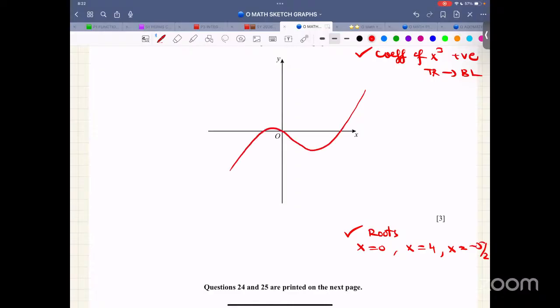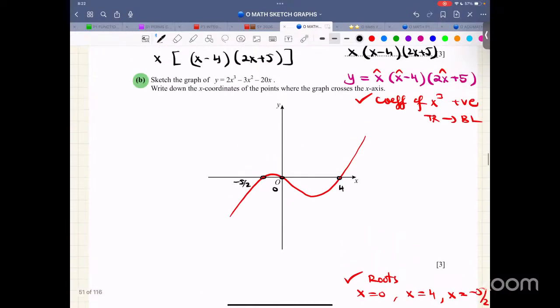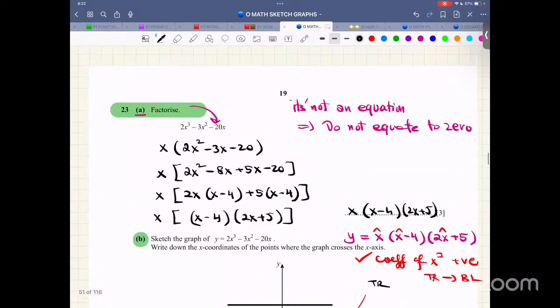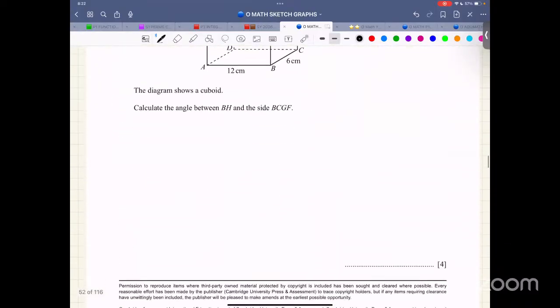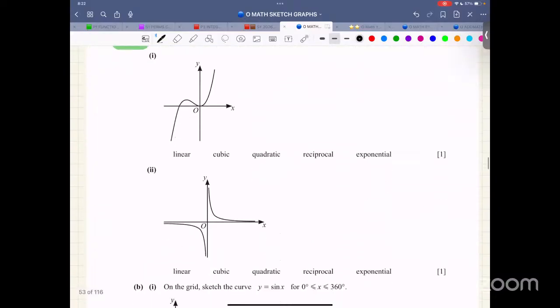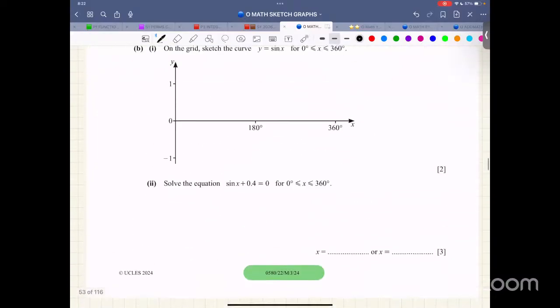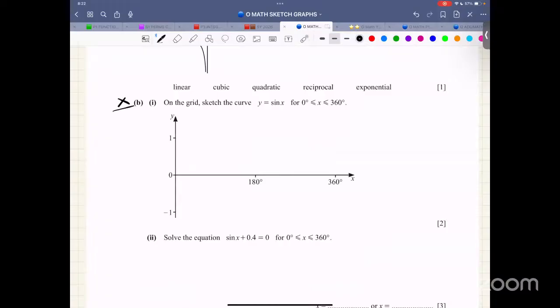I think this is beautiful. This is negative 5 over 2. This is 0. This is positive 4. Top right, bottom left, and you are all set. This thing is done. Again, expand and simplify, nothing special. This is an IGCSE paper. So this one is not for you. This is out of syllabus.